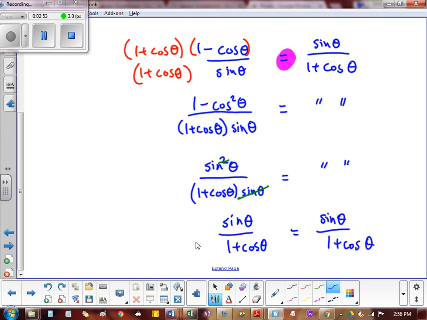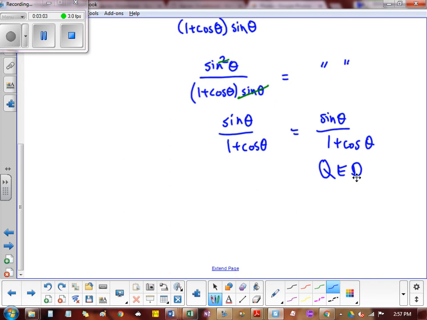And then you can put QED, which in Latin means quod erat demonstrandum, or which we had to show. And we did show. So this is what we had to show, and we did show it. Let's go to number 2.